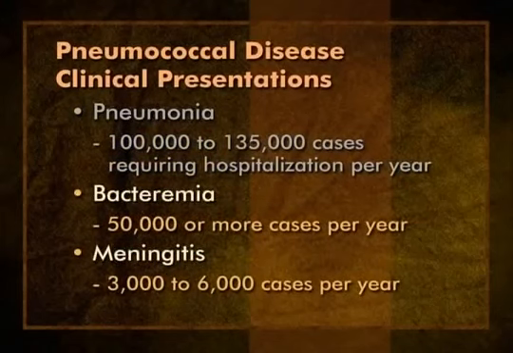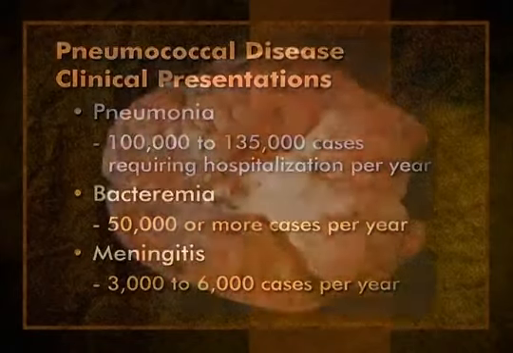Pneumococcal bacteremia can be a severe disease with an estimated 50,000 or more cases per year. Pneumococcal meningitis is much less common. There are 3,000 to 6,000 cases per year. But pneumococcal meningitis is often fatal, and survivors may have permanent neurologic damage.